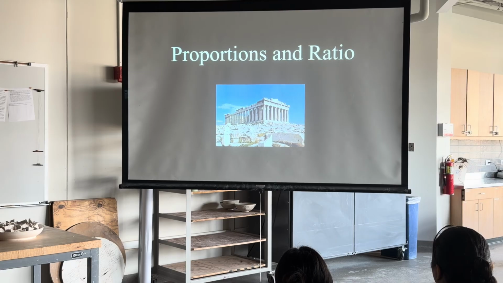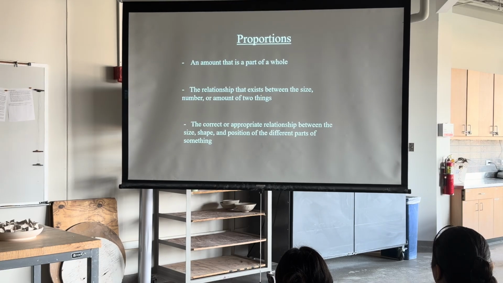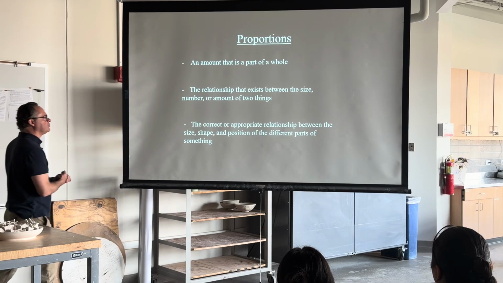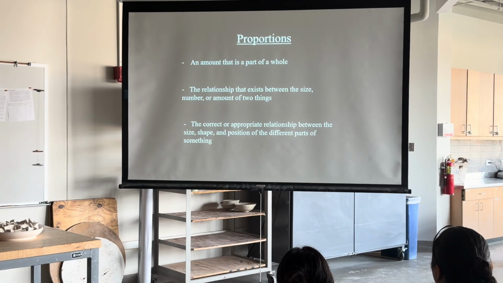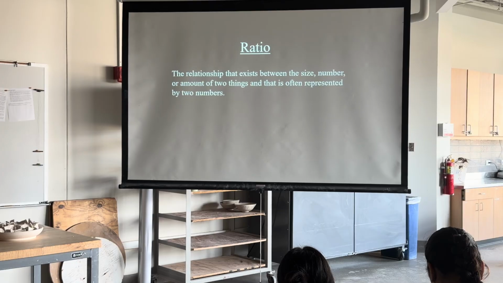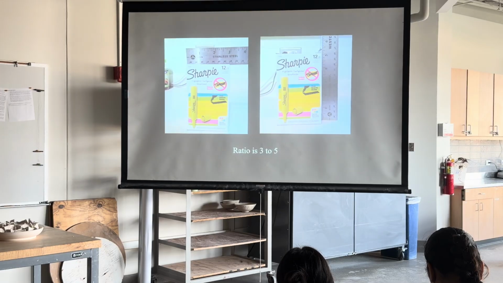All right, so let's talk about proportion and ratio. What's a proportion? It's an amount that is a part of a whole. The relationship that exists between the size, number, or amount of two things. The easiest way I want you to be thinking about this is like 1/3, 2/3, all right? That's how you want to be thinking about this.